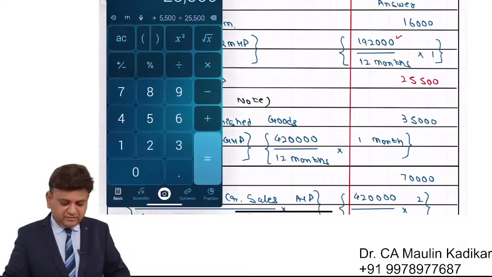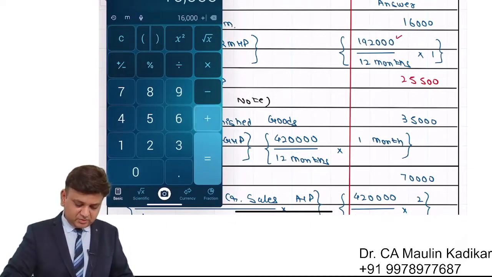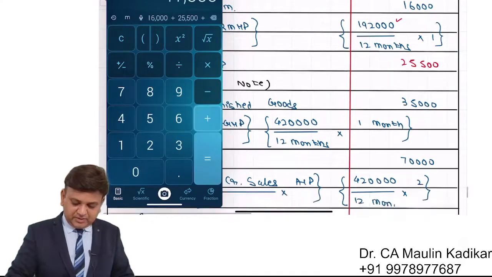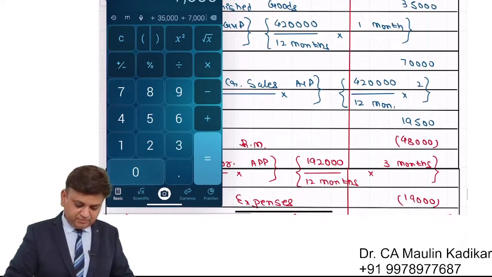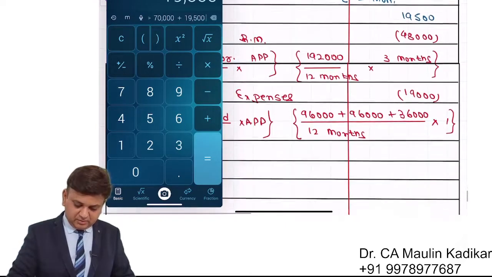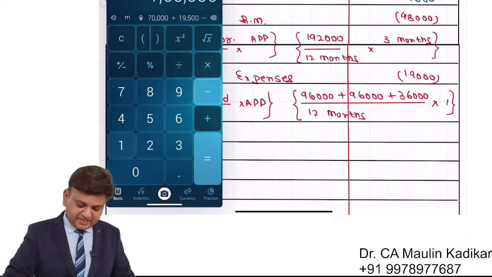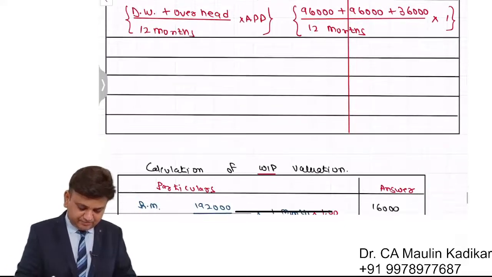So now we'll have the further working like this: 16,000 plus 25,500 plus 35,000 plus 70,000 plus 19,500 minus 19,000 minus 48,000. So working capital is 99,000.